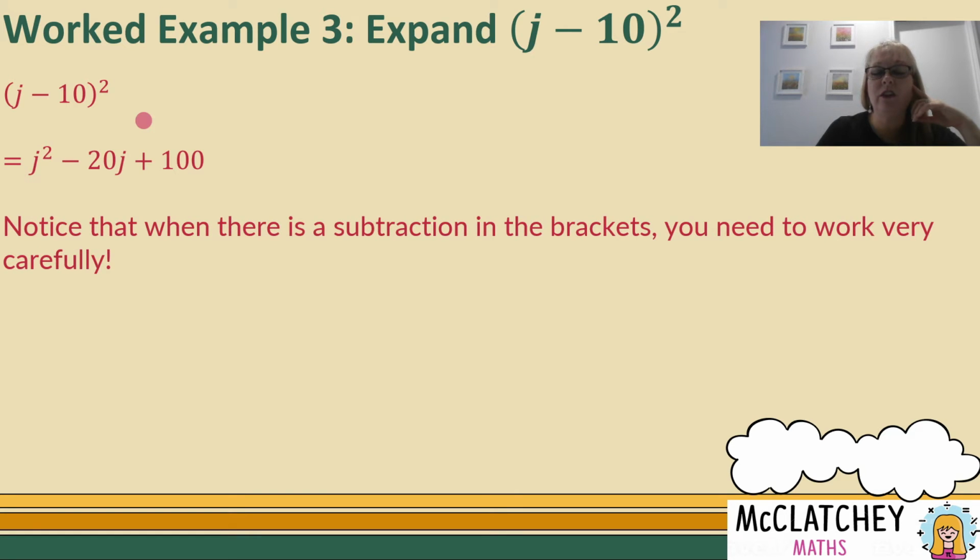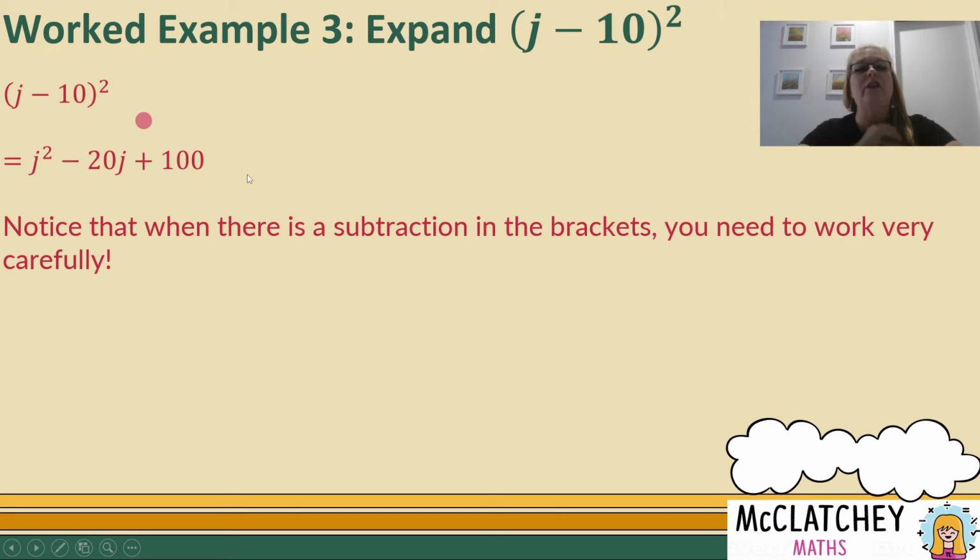Okay, so when you've got that subtraction in the brackets, you need to be very careful. Anytime you see subtraction, be careful. So in this particular case, positive times a negative makes a negative, and we're timesing it by positive 2, it's still a negative, and that's why there's a negative here. But negative 10 times negative 10 makes positive 100.